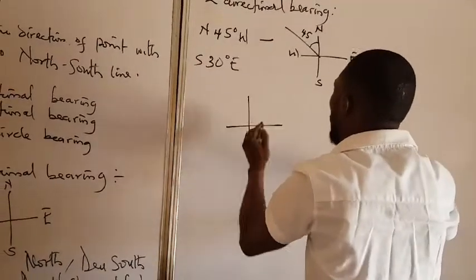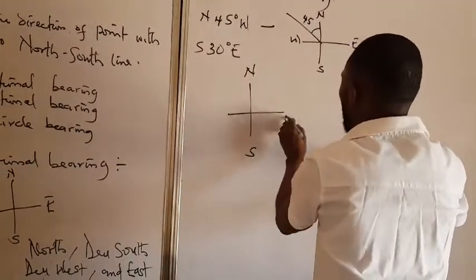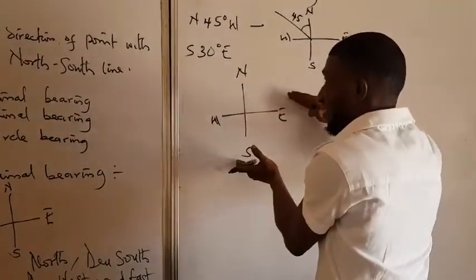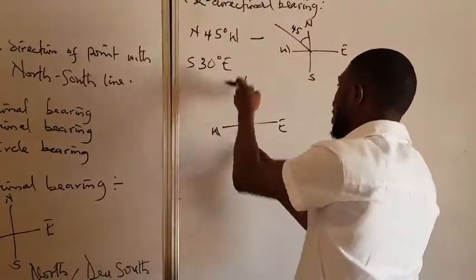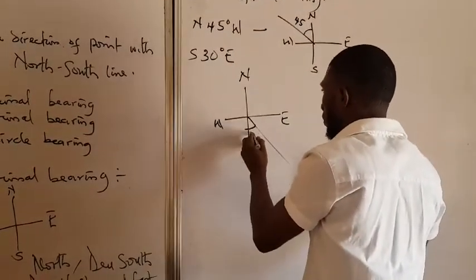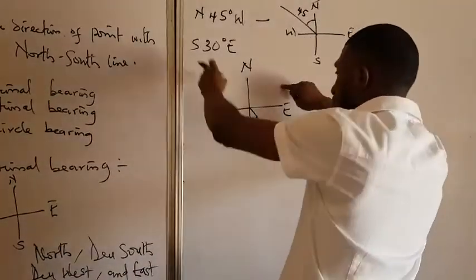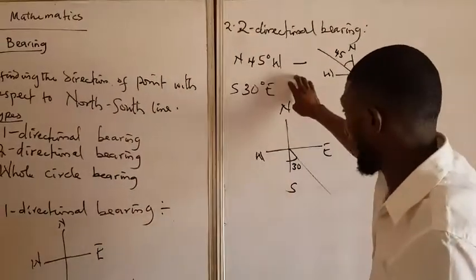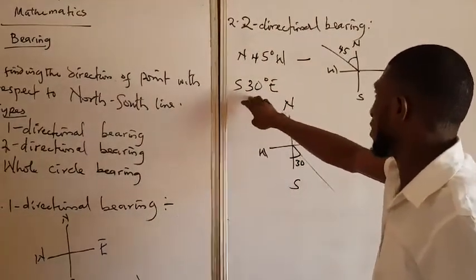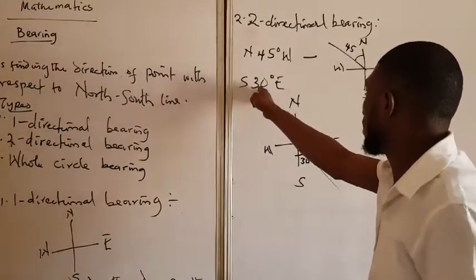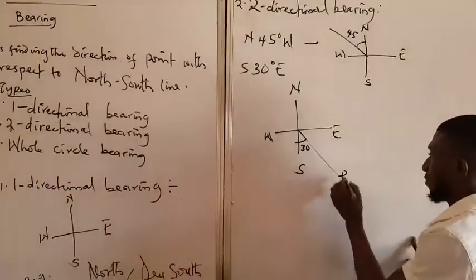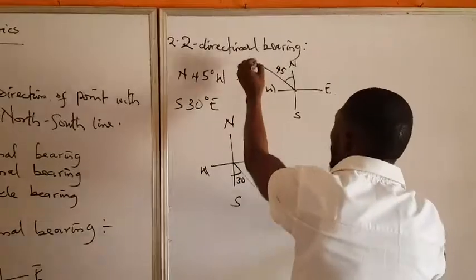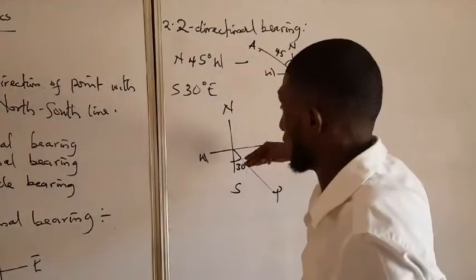For this second one, it is south-east. Let's say we have our cardinal points too. We have north, south, east, and west. Now, 30-degree southeast is in between the east and the south. Remember, we always measure towards either the north or the south. Therefore, it is here. It is 30 degrees. We don't measure towards the east or the west. That is it concerning two directional bearing. Let's take, for example, if I say point P is 30-degree southeast, this is point P. If I say point A is 45-degree northwest, this is point A, and that is two directional bearing.